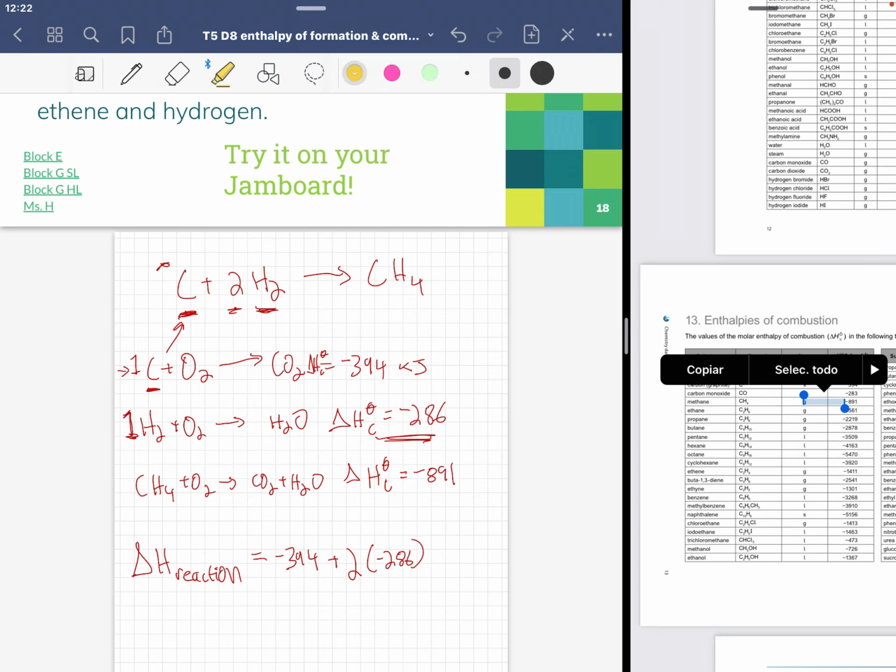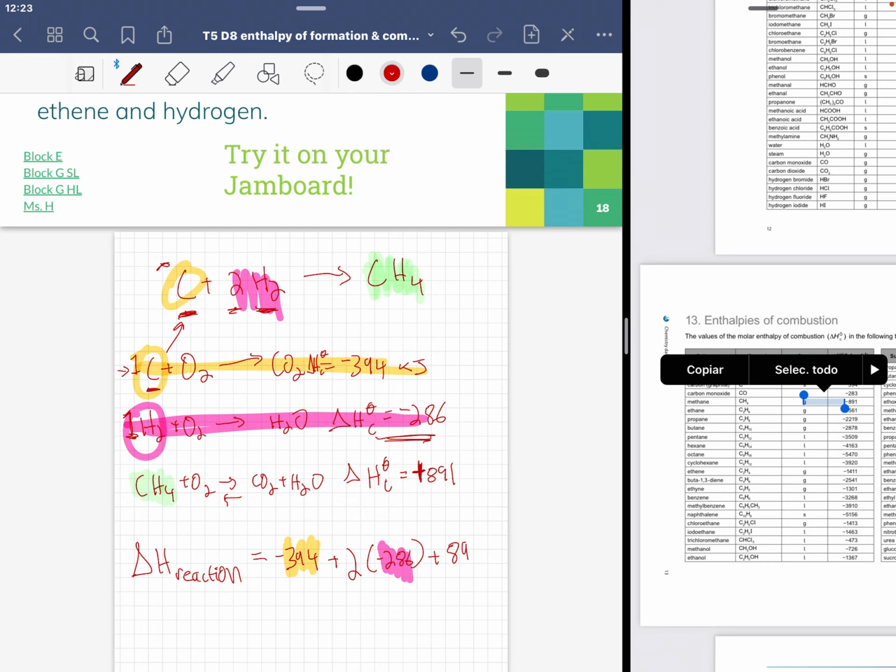So let me cross off what I've done. This one I put here. This one, the combustion of H2, I put right here. I see that I did not have to flip anything. And now let's look at CH4. Well, in my overall reaction, CH4 is in the products. In the intermediate that I wrote, using combustion data, CH4 is in the reactants. So I'm going to need to flip this reaction and make this positive. So I'm adding 891.